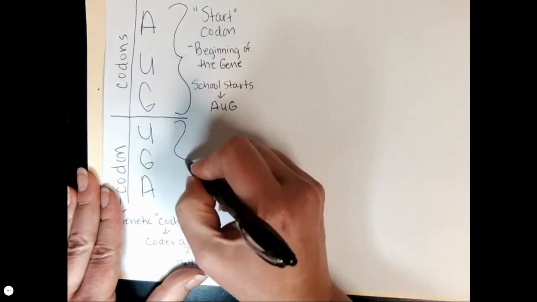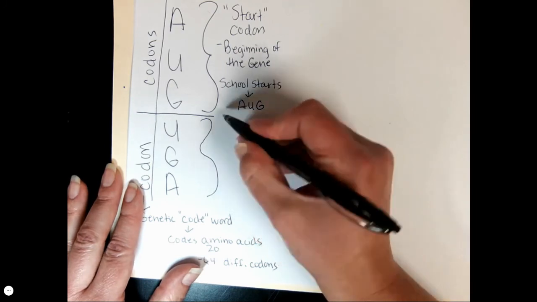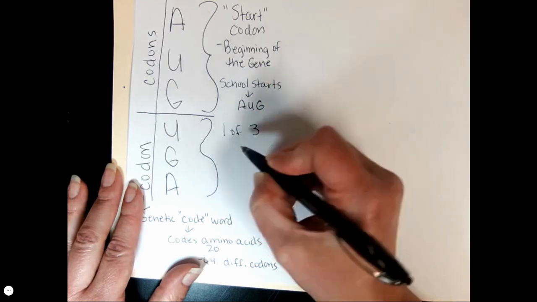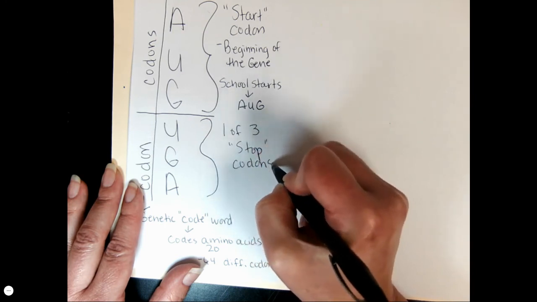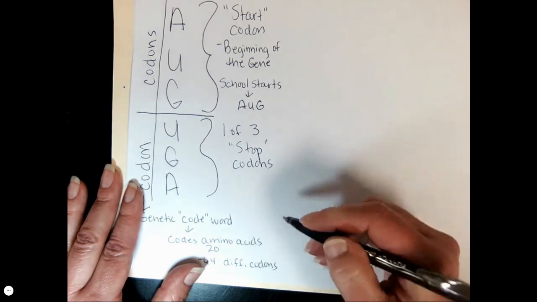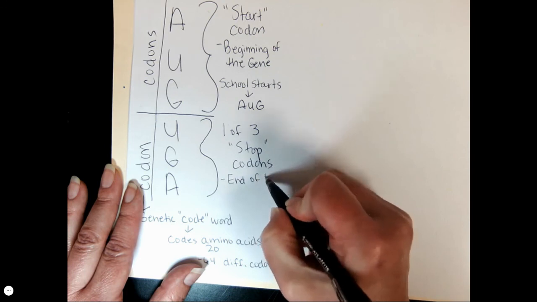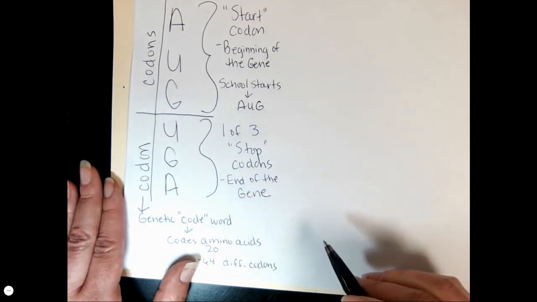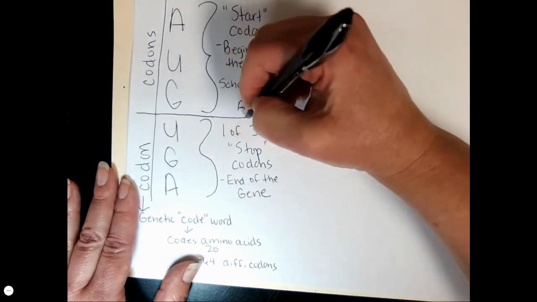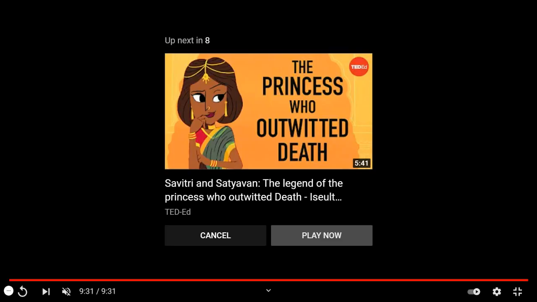So again, let's add this to our notes really quickly. So UGA is the stop codon. There are 3 of them. They will be listed. You don't have to memorize them. They are the ends of the gene. So whenever you reach one of those, that's when you stop the translation process. So you begin wherever you see AUG and you end wherever you see one of the stops.